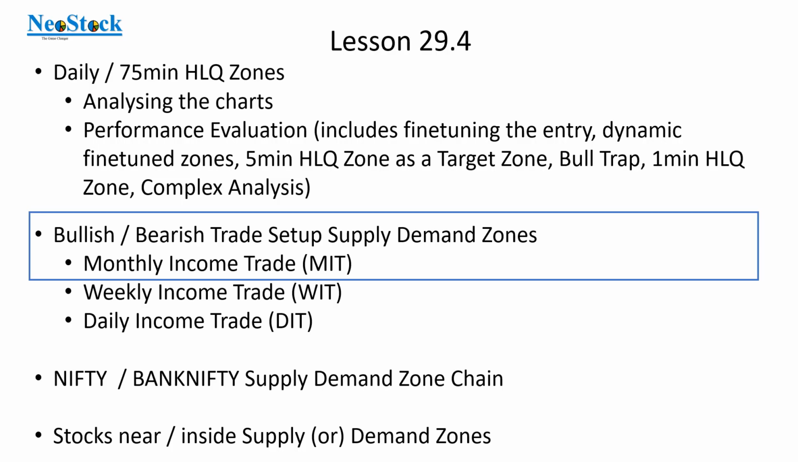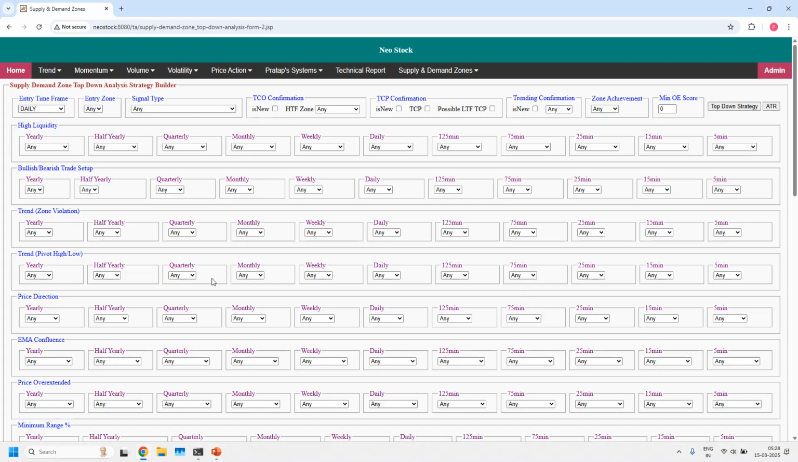Here daily is our entry time frame, and the trend you will see in the weekly income trade, primary trend, and the support trend you can see on the monthly time frame. And you also learned the price direction. Price direction you will be seeing on both weekly and monthly time frames. As per these rules, our software generates monthly income trade. We can generate bullish trade setup, and also bearish trade setup. How can we generate with the help of our software?